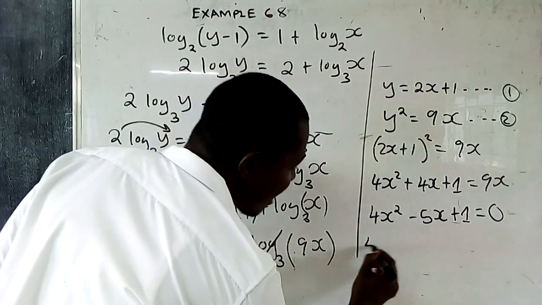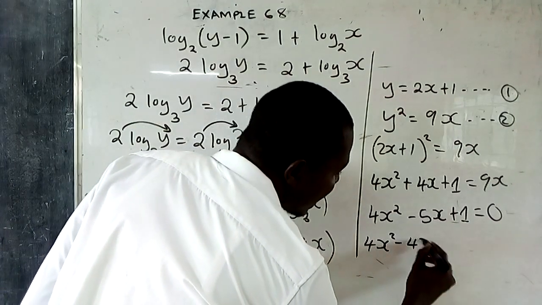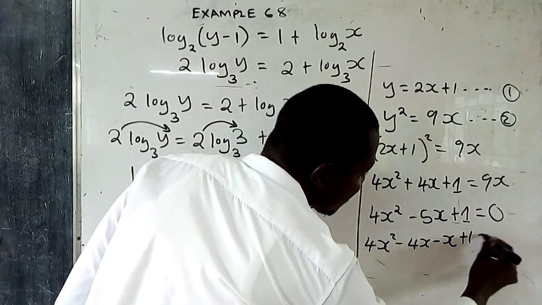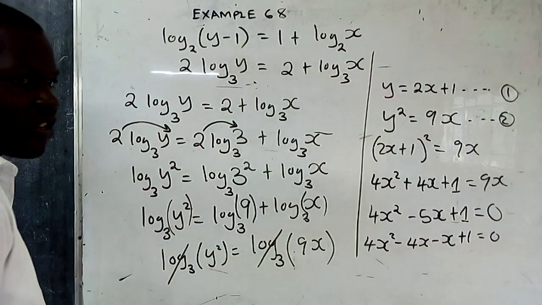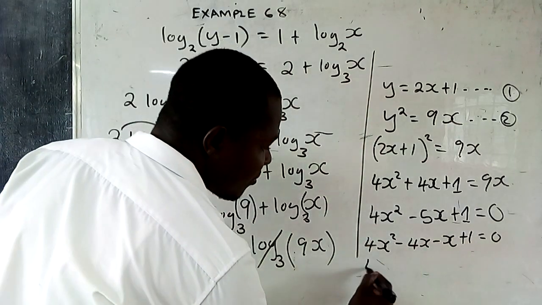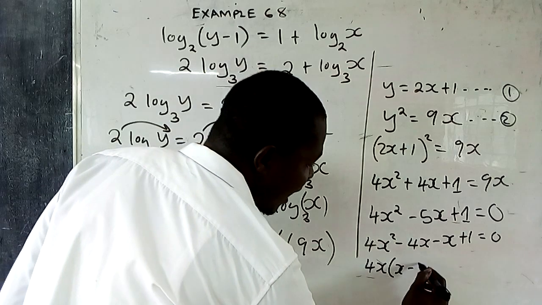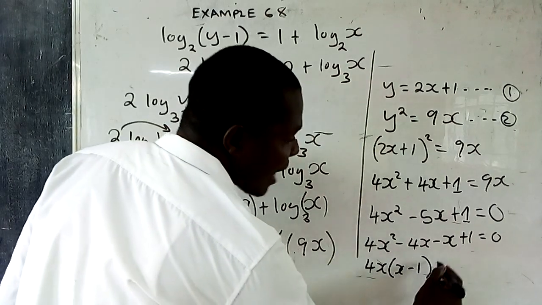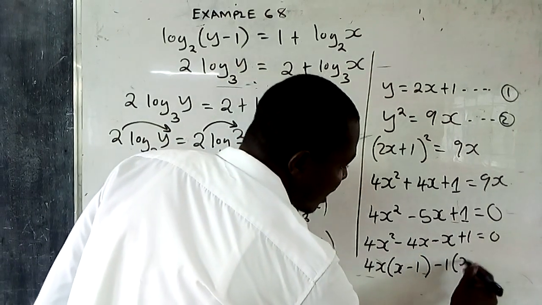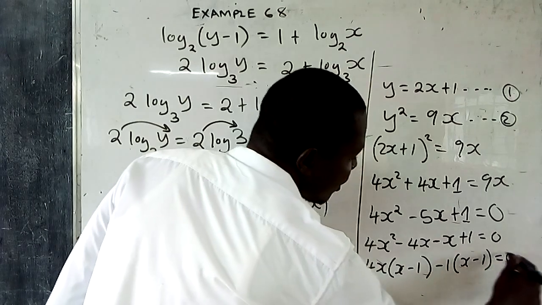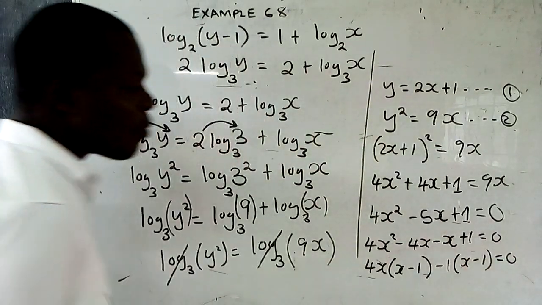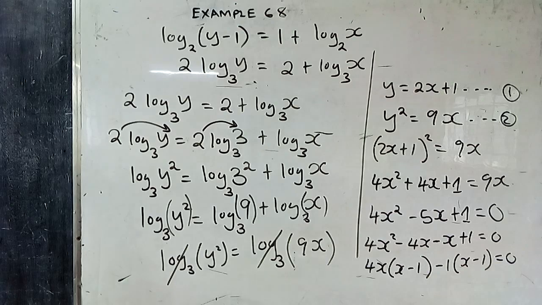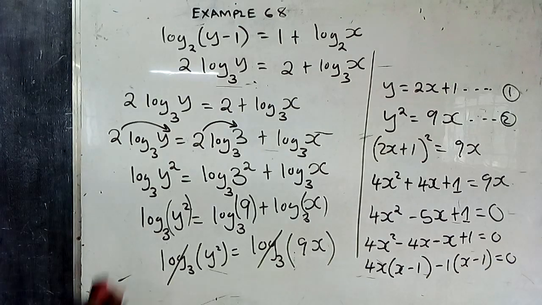So it means here we have 4x squared minus 4x minus x plus 1 is equal to 0, factorization method, isn't it? So we'll get here, 4x is a common factor, you remain with x minus 1. Then here we have negative 1 as a common factor, you remain with x minus 1 is equal to 0. Negative 1 times negative 1, you go back to your positive 1. Is that okay? Good.